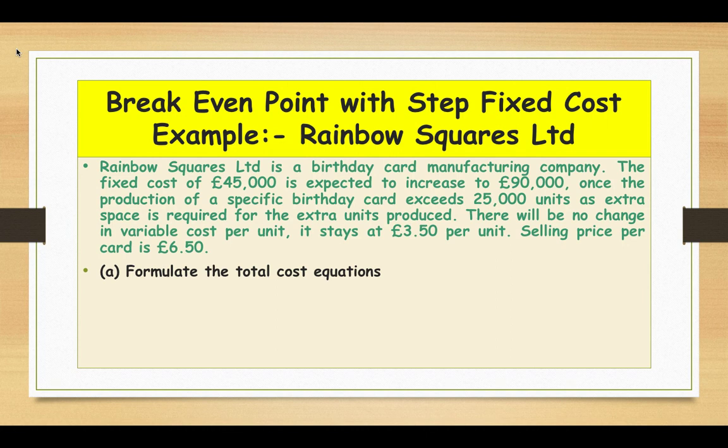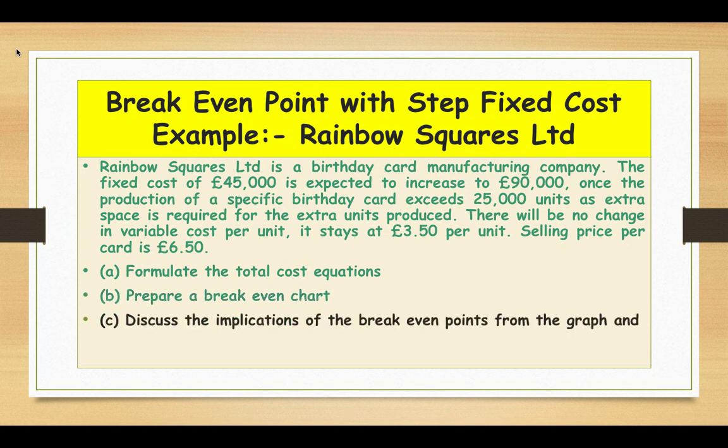So there are three questions we need to answer here. One, we need to formulate the total cost equations, and we need to prepare a break-even chart, and also we need to discuss the implications of the break-even points from the graph and the company's production plans. So every time the fixed cost changes, the break-even point also changes. Here there are two fixed costs, so we will be having two break-even points.